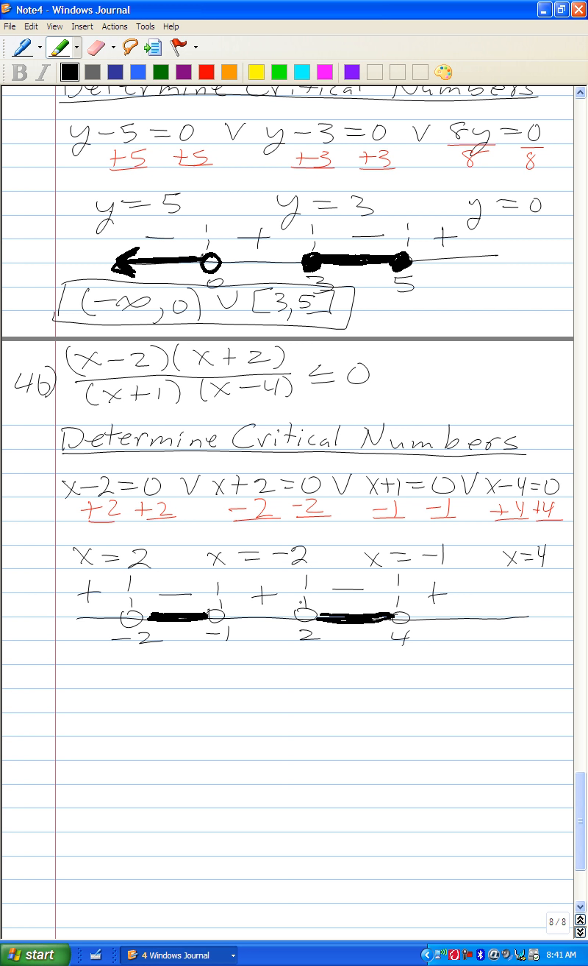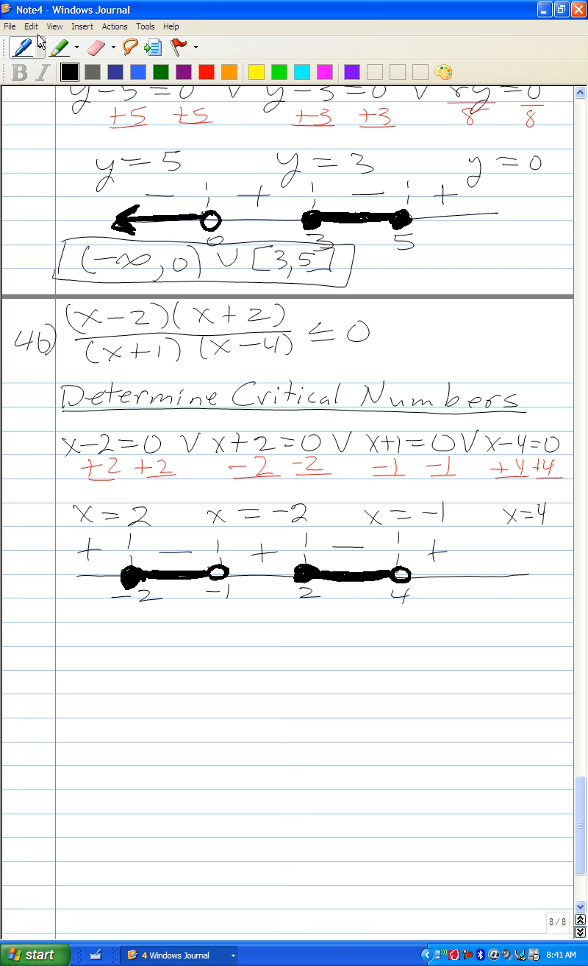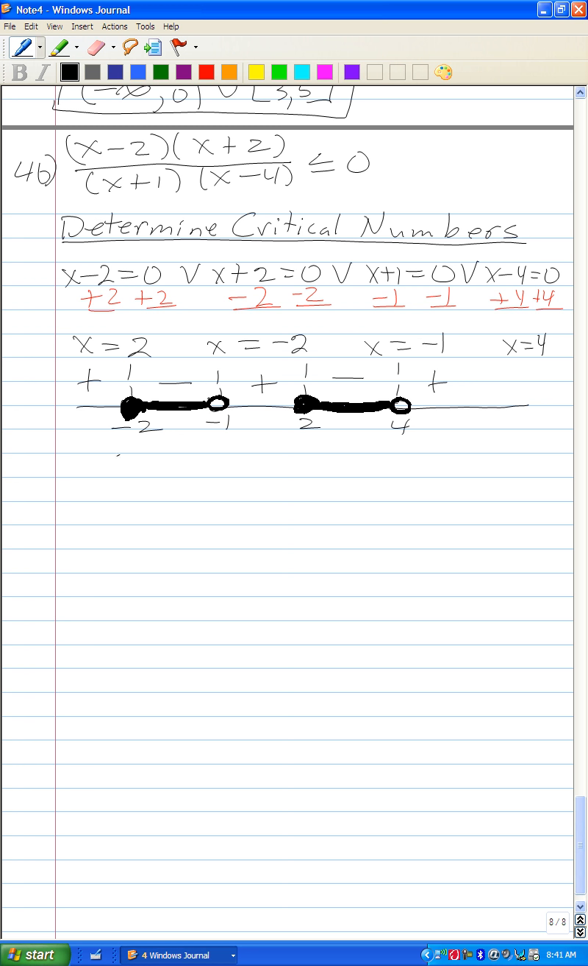And we want to be less than or equal to 0. So we'll fill in every critical number except for those for which this expression is undefined. It's not defined at negative 1. It's not defined at 4, because at those points you'd be dividing by 0. But it is defined everywhere else, so let's fill in all those other critical numbers. Therefore, your answer is just the union of the half open, half closed intervals. And that is your answer.